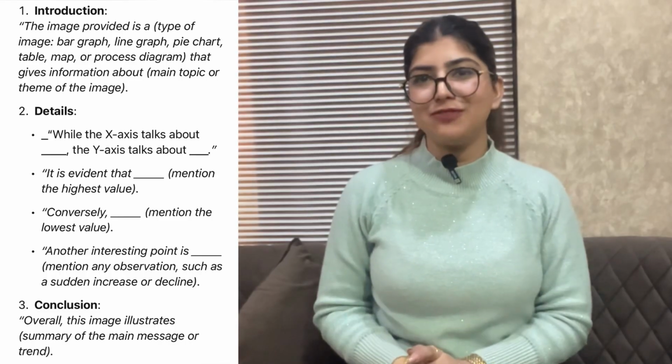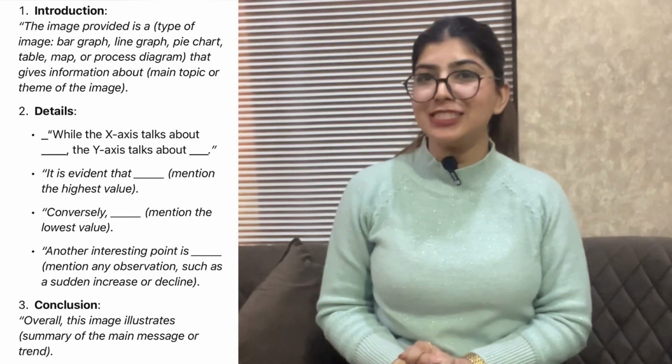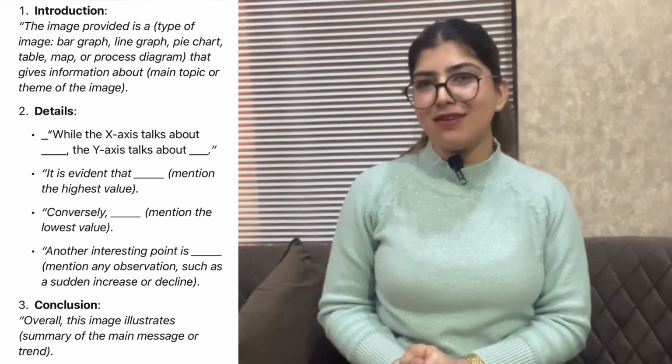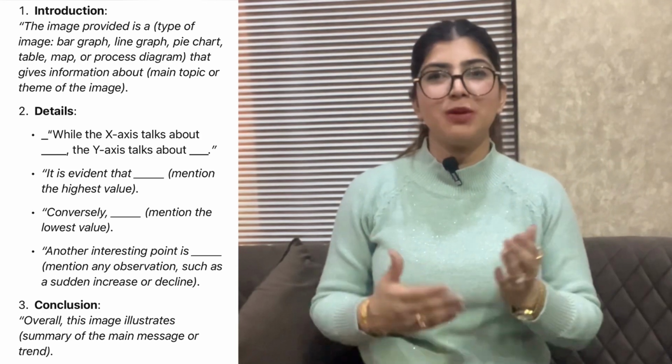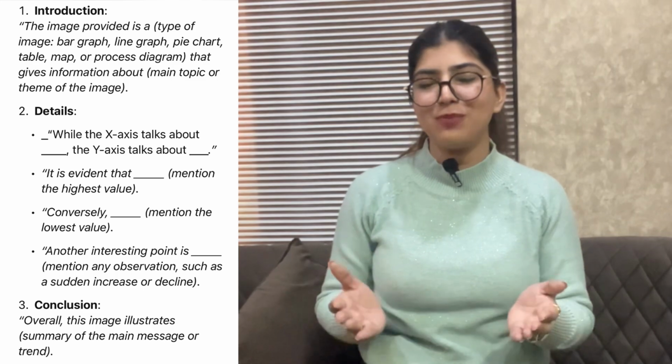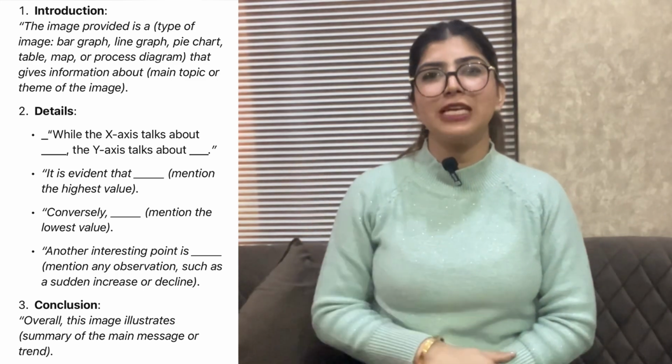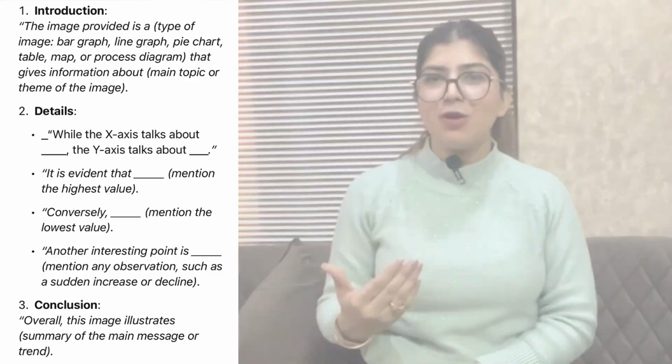Here is a one-size-fits-all structure that you can use for any type of image. First one is the introduction. The image provided is, mention the type of the image. It could be a bar, line, pie, table, map, or diagram. That gives information about, mention the main topic or theme of the image. Then talk about the details.